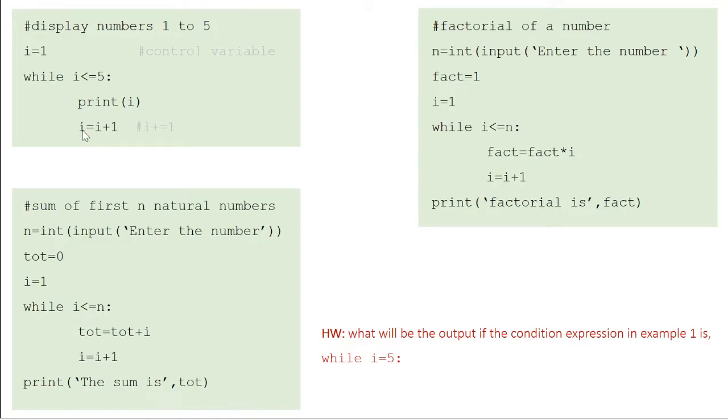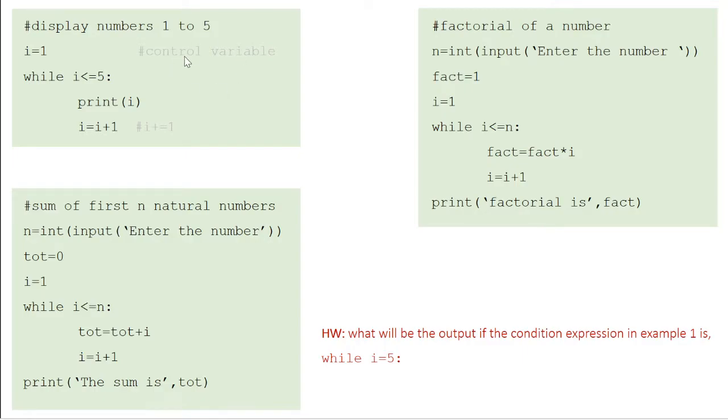Once again, the control will go back to the beginning of the loop and it will check whether 6 is less than 5. This is false, right? So the moment you get a false here, the loop is terminated. So your output is going to be numbers 1 to 5 printed, each digit on a single line.